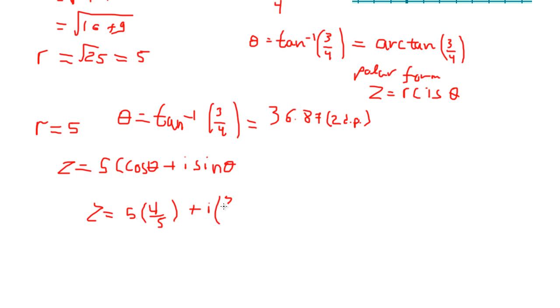So 5 times 4/5, and this is also 5, so 5i times 3/5. So eliminating 5, we get 4 plus 3i. And that is the answer we got in the first place.